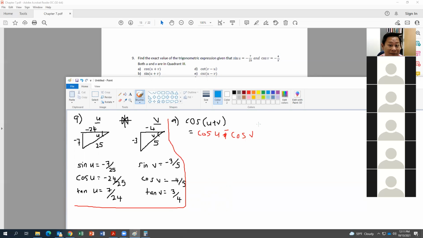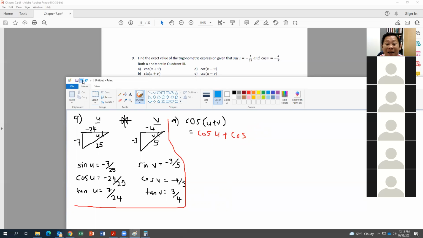This is wrong. Shouldn't they be multiplied? I told you, can you distribute your cosine inside here? Can we distribute the cosine? No, we cannot distribute the cosine here. So this is completely wrong. If you do this in my test, you get no points.